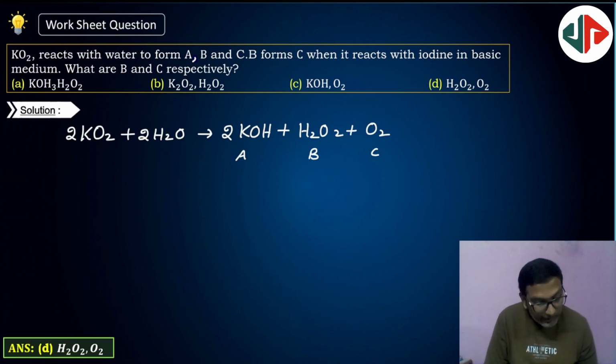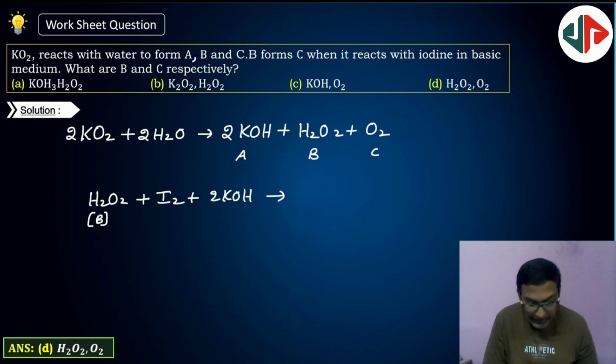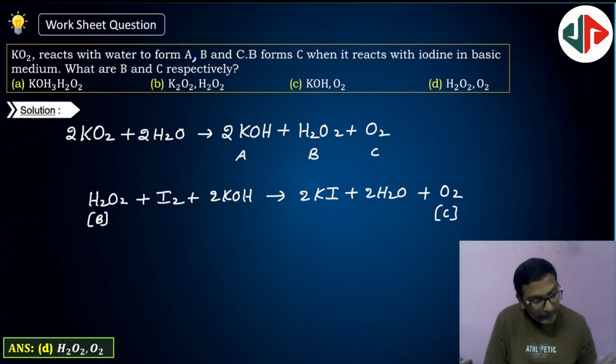Next. So what is B? B is H2O2. B forms C when it reacts with iodine in basic solution, 2KOH. It gives 2 moles of KI plus 2H2O plus O2. This is C. So therefore we should find B and C: B is H2O2, C is O2, option D. Next.